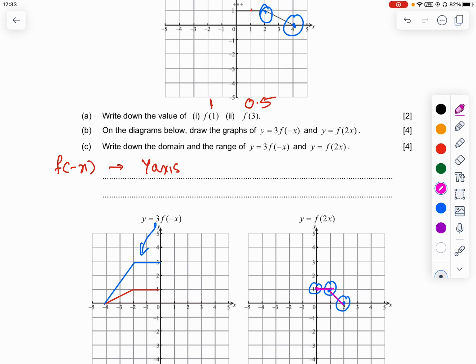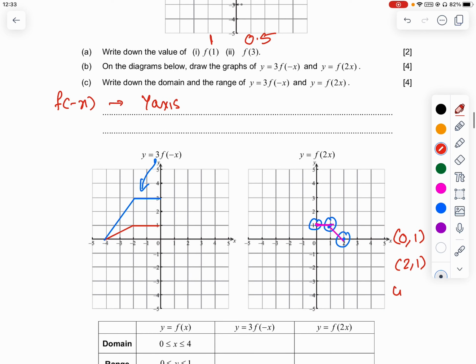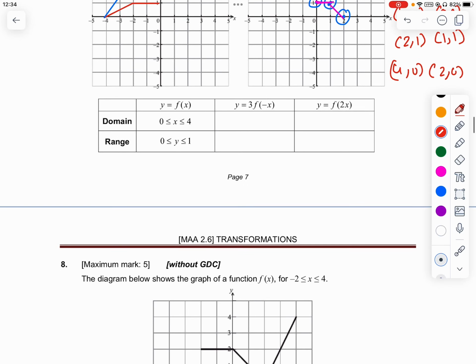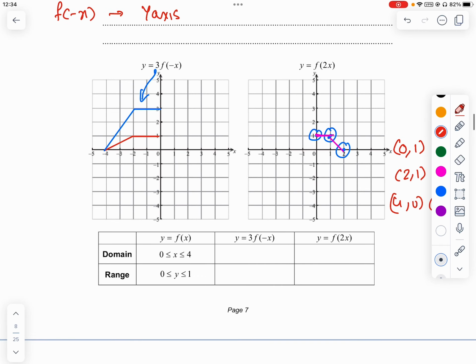So basically the points, if I write the points, it will be easy. 0 comma 1 continues to remain as 0 comma 1, 2 comma 1 becomes 1 comma 1, and 4 comma 0 becomes 2 comma 0. Those are the points. Now what is the domain and the range?